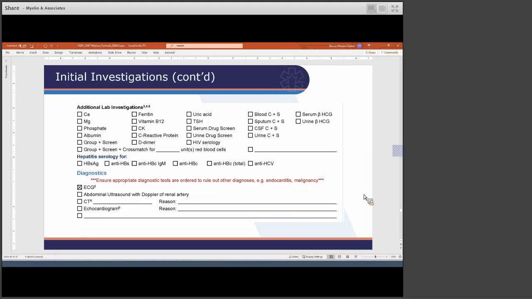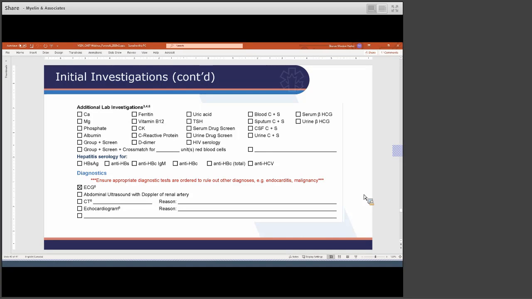She definitely needs group and screen, and perhaps you can argue group and screen and cross-match, because if hemoglobin is low, you will obviously assess her symptoms. The other very important fact now is that in most hospitals, if you order a group and screen and the patient does not have a historic on record, a second specimen will be required for ABO verification, so you may be required to draw 2 specimens, group and screen, and then ABO verification before you can give this patient plasma, for example.